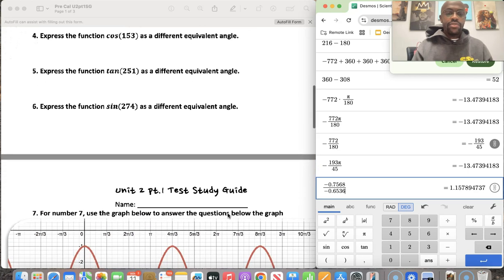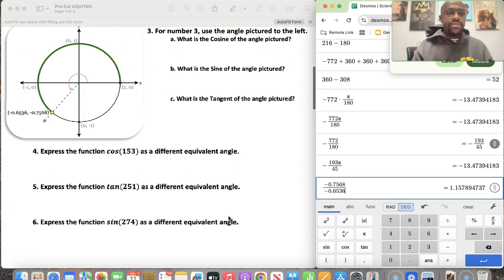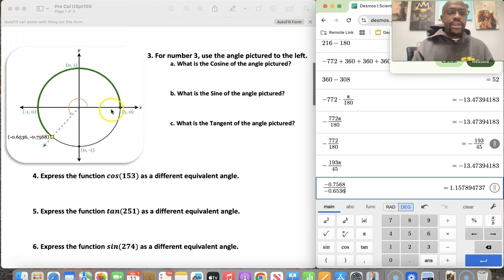So now let's go ahead and look at number 4. Well, no, before we look at number 4, let's go back for a second. I just want to remind you that sine, cosine, and tangent are all associated with a coordinate point. The point itself, the x is the cosine, the y is the sine. Sine divided by cosine, y divided by x, is your tangent.